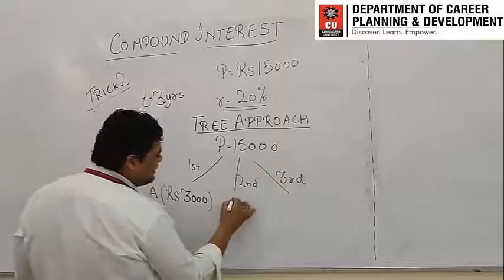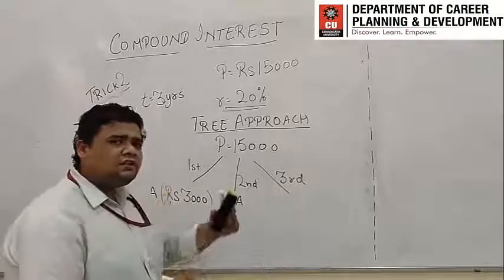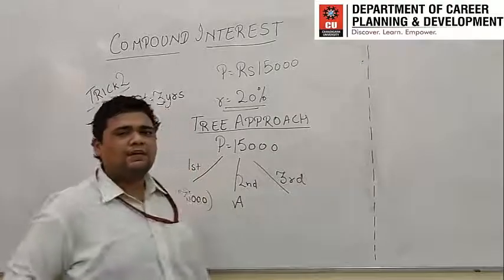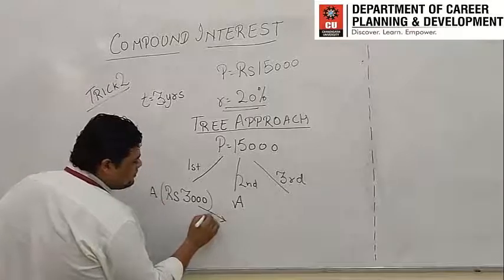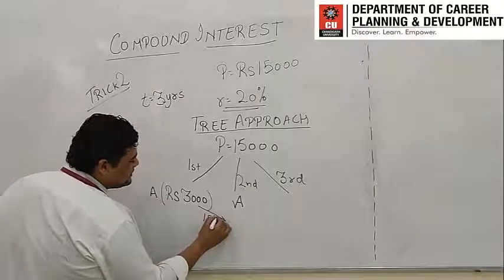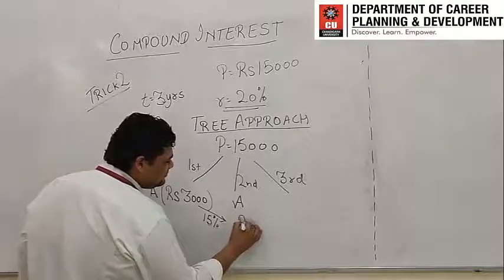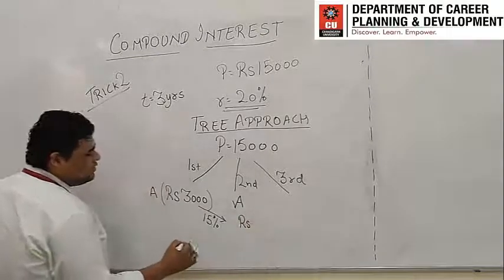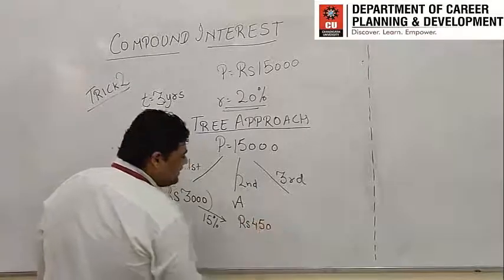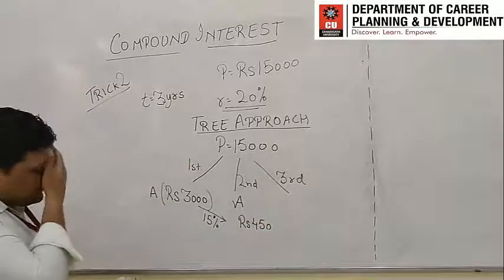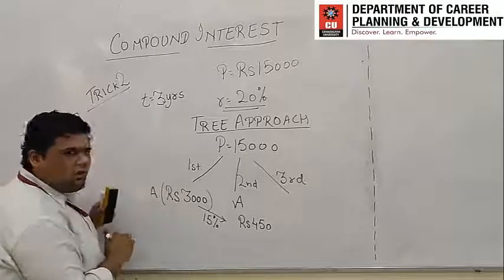Interest will be applied on principal, that is again A. Then interest on interest will also be applied in case of the second year. So interest on 3,000. We have to calculate 15% of 3,000. It will be rupees 450. Okay, 15% of 3,000 is coming out to be rupees 450.